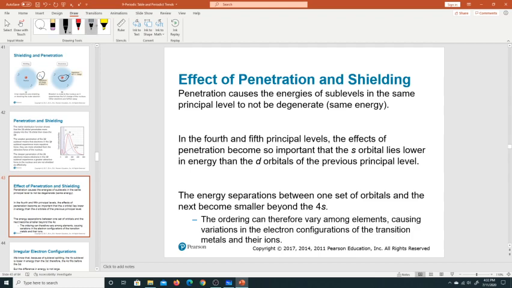So the point of all this is that, due to the way the orbitals interact with one another, the ordering can vary among elements, causing variations in electron configurations of the transition metals and their ions. So basically the rules are not black and white. It all has to do with the way the electrons interact with one another. That's kind of the moral of the story here.